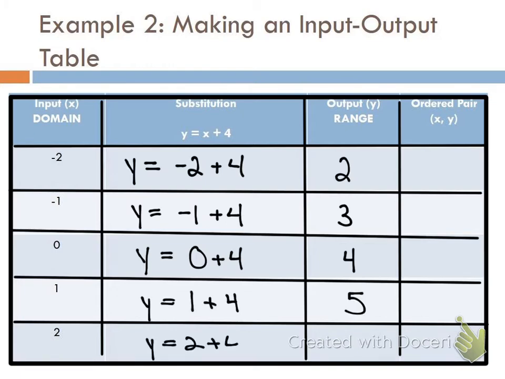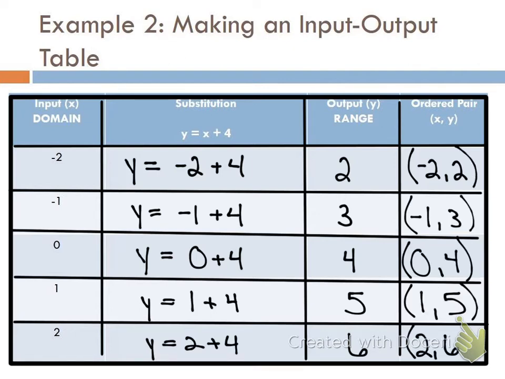Now, how do we come up with our ordered pair? How do we come up with the ordered pair, Kat? Take the domain number. Yep. And then you take the output number. Yeah, you take your input and your output in that row and you match them together, negative 2 and 2. Okay, and then we came up with all of our ordered pairs.